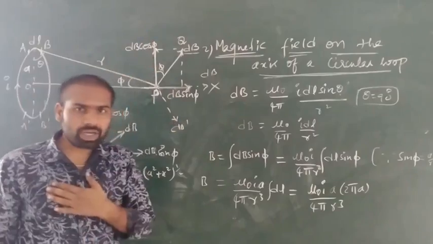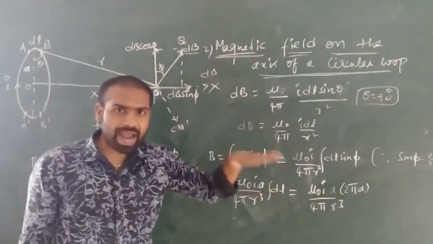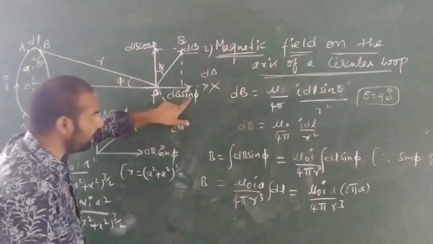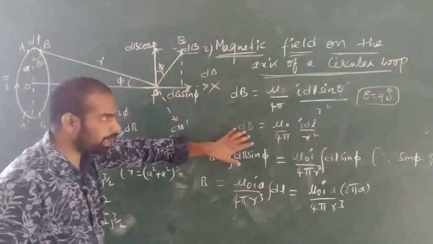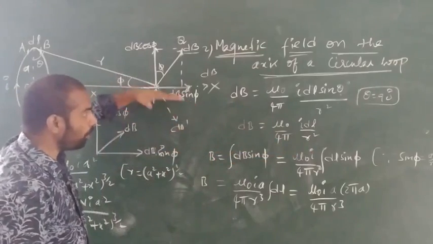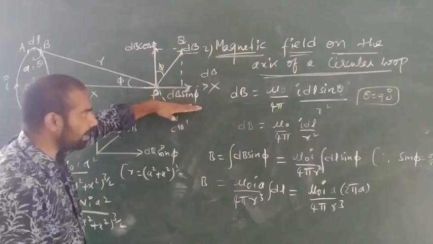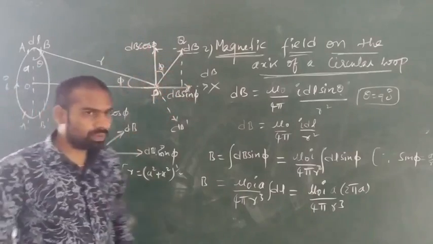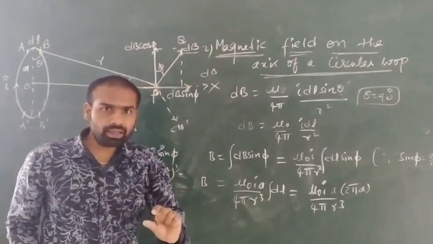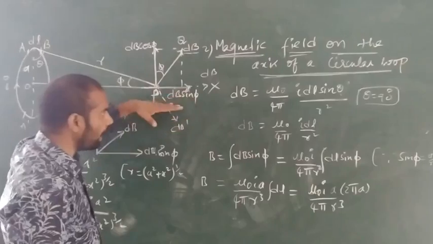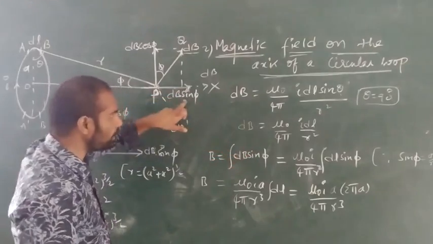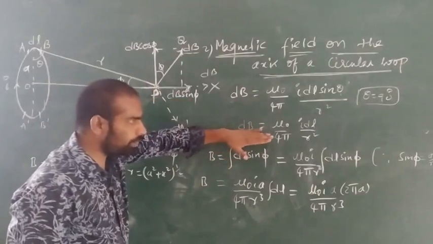But our intention is to find the magnetic field on the axis. So we have to consider only dB sin phi, not dB, only the component along the x-axis, not the y-axis. Due to the small element dl, we have the magnetic field dB sin phi, and we already know dB, so we get the dB sin phi value.